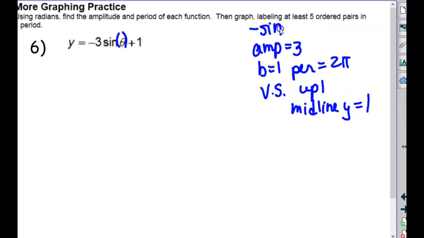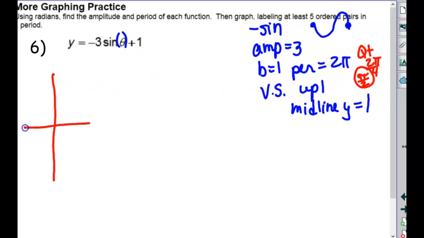What does a negative sign look like? Starts at the midline, but does what first? Goes down first. Did I mess up anything? Oh, the quarter points. If the period is 2 pi, the quarter points are 2 pi over 4, which would be every pi over 2. All right.